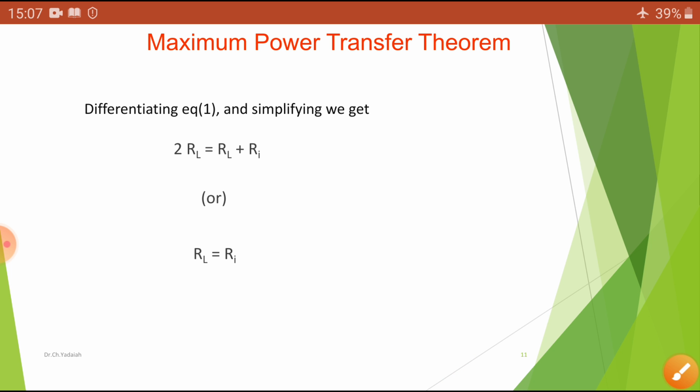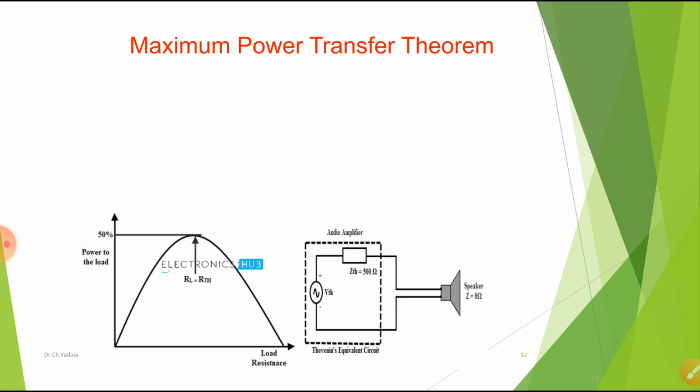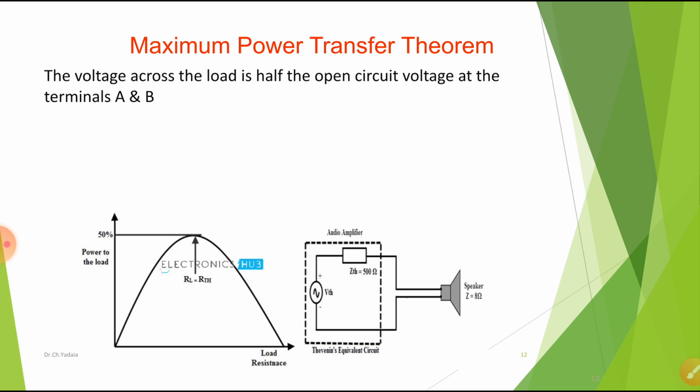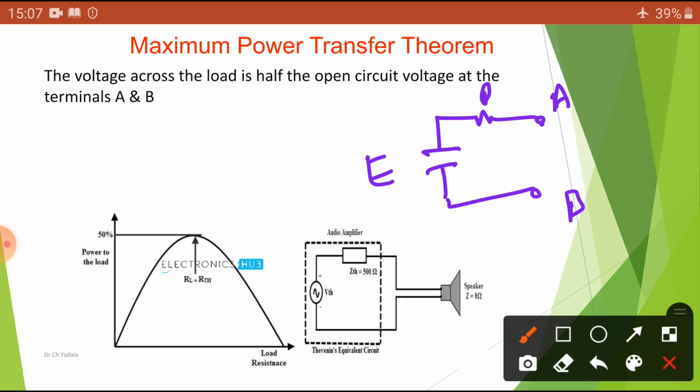Okay. Now, this is the equation we derived. Everything is the same. Now you can see this application used in electronics. Here at maximum power transmission, the voltage across the load is half of the open circuit voltage at the terminals AB. That means whatever voltage E is connected between A and B, when maximum power is transmitted, at that condition the load voltage is E by 2 only.